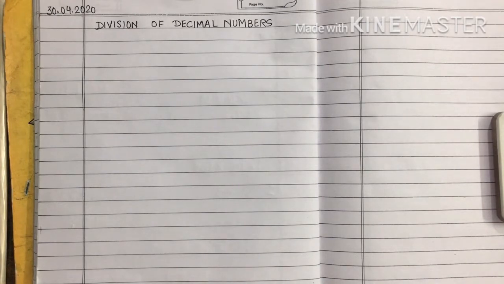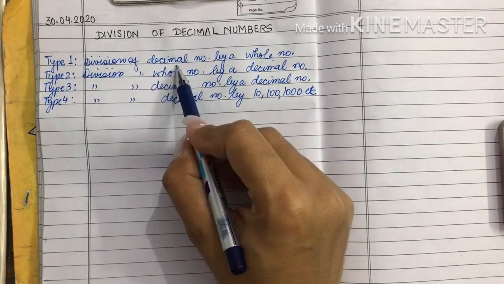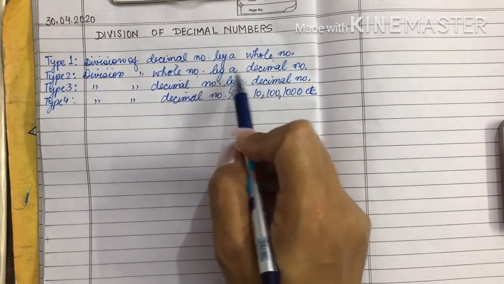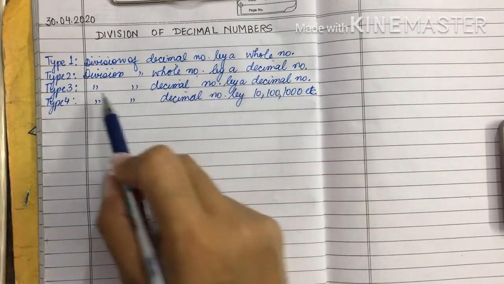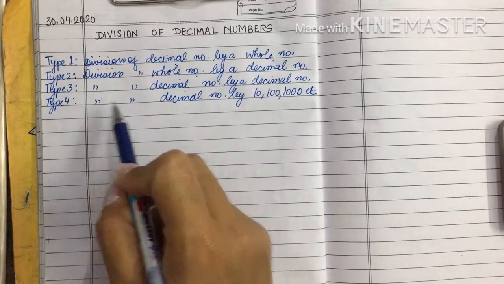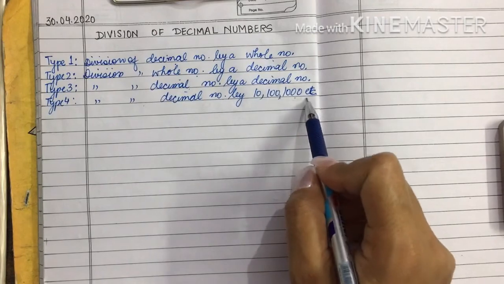Before we look at the methods for division of decimal numbers, let us look at the types of divisions that you may have in your exercise. So these are the four types of divisions that you may have. Division of decimal number by a whole number, division of whole number by a decimal number, division of decimal number by a decimal number, division of decimal number by 10, 100, 1000, etc.